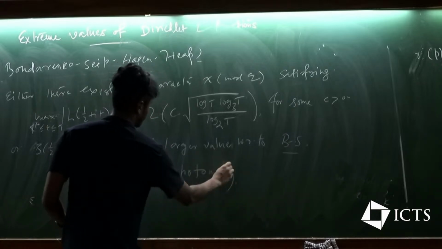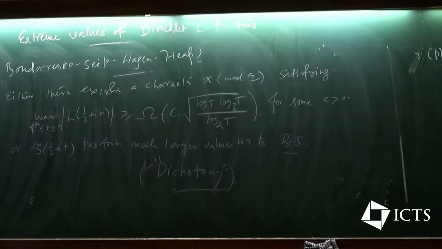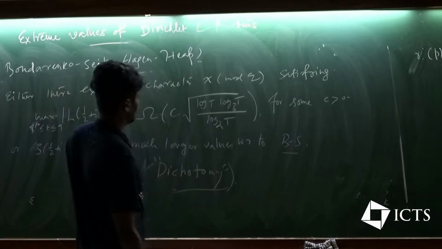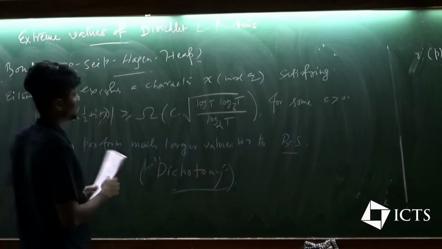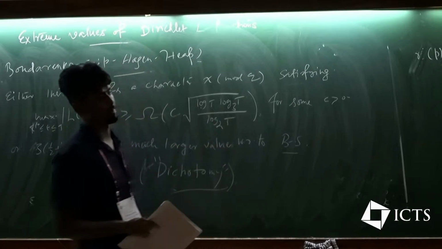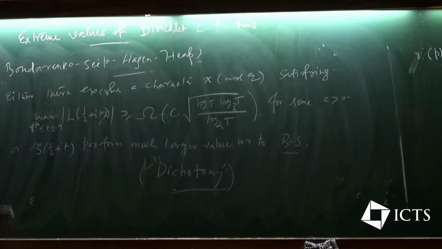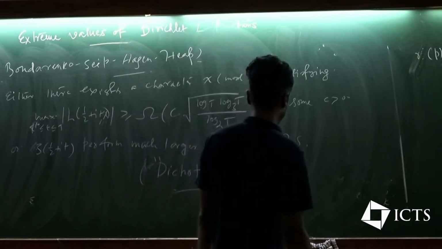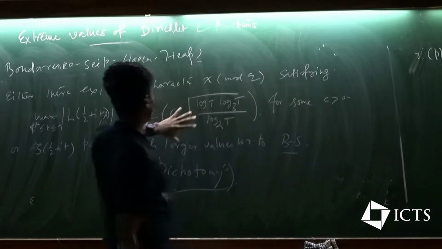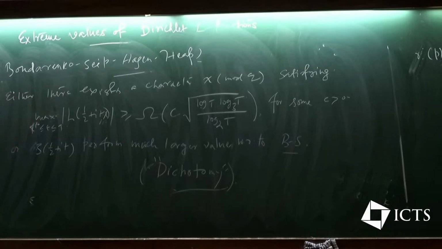That means there are some kind of dichotomies going on. So if you are not able to produce some large values of your L function corresponding to some character chi, if it is not the case, then you can even exhibit some large values of your zeta function. So the main problem is still open. You can't do anything else.